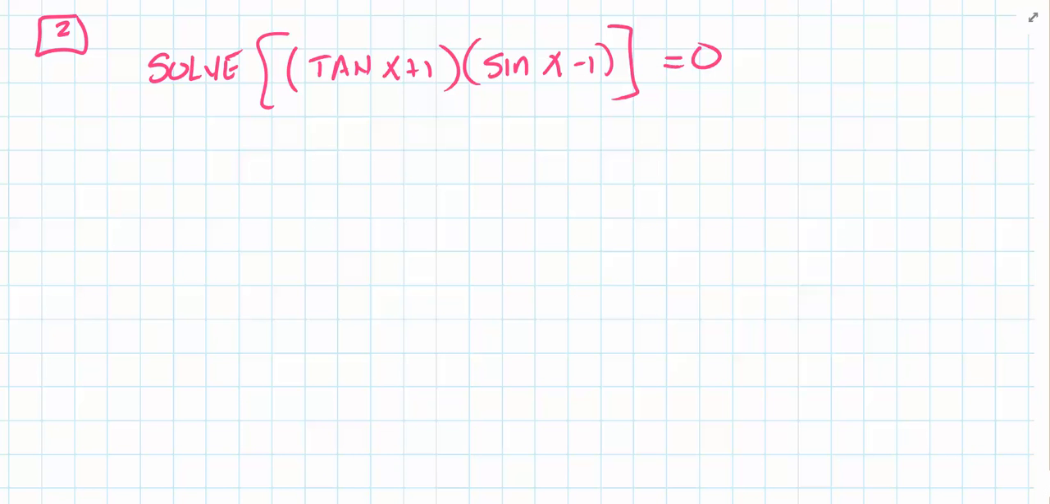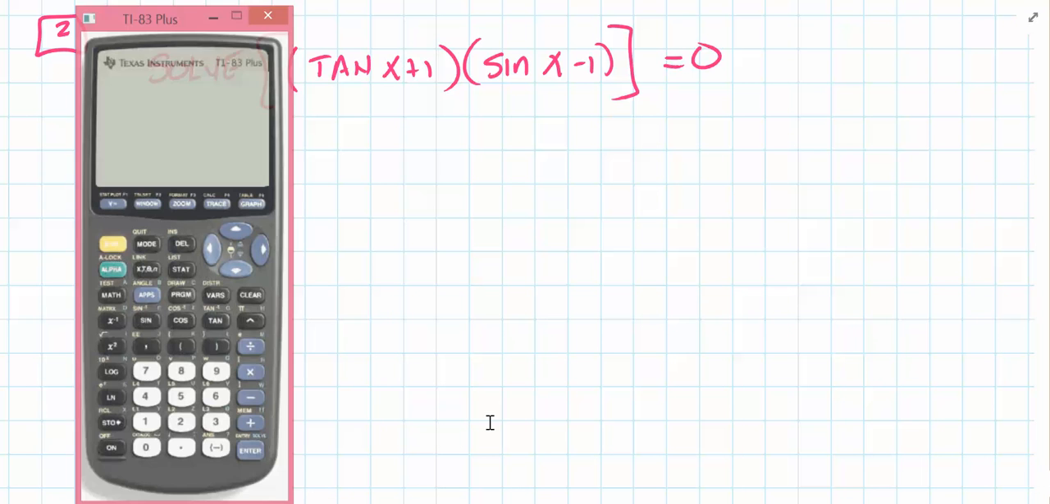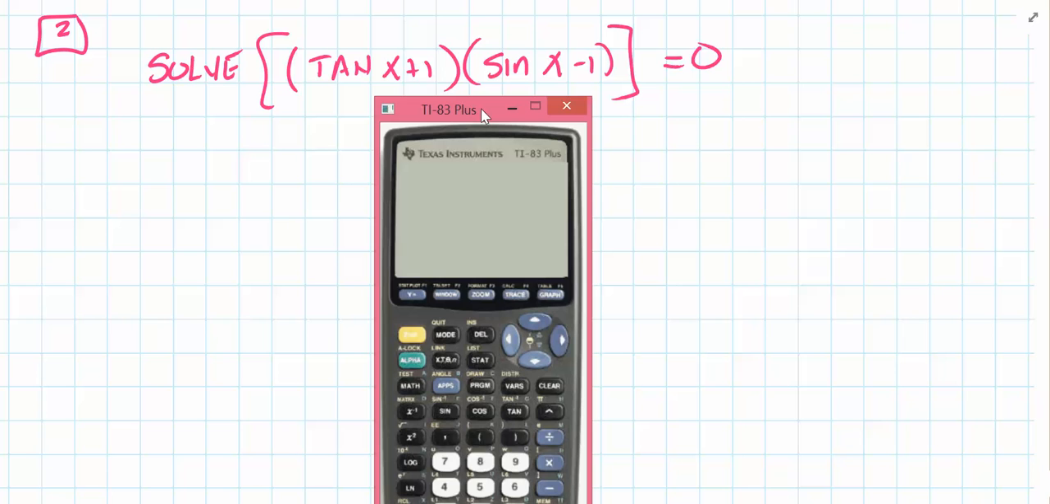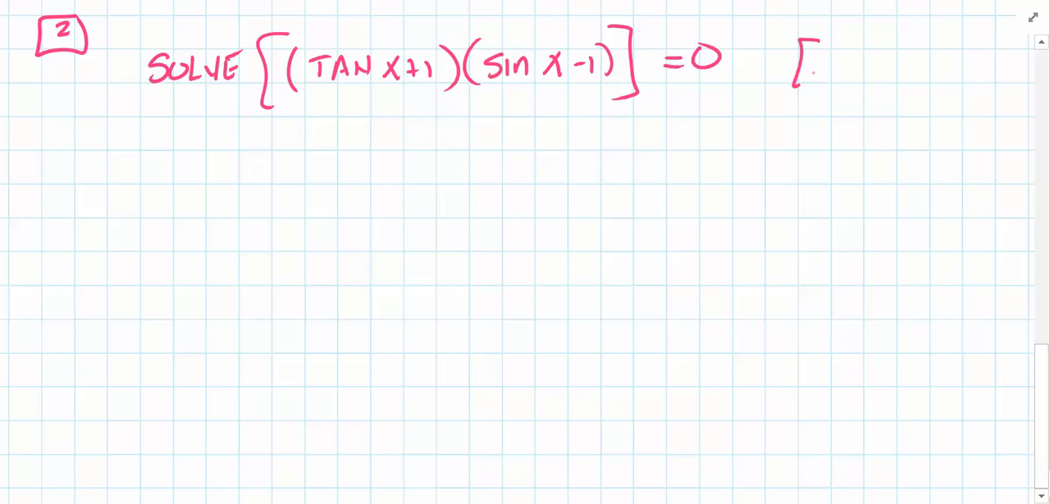Okay, number 2 says solve: tangent of x plus 1 times the sine of x minus 1 equals 0. The reason I had those big, huge brackets around there is to show you how to plug it into the calculator. So let's see how many solutions we're looking for right off the bat. And again, we're going from 0 to 2 pi.